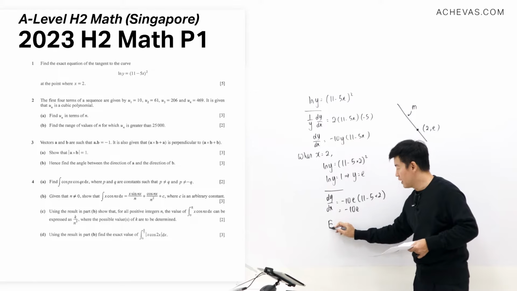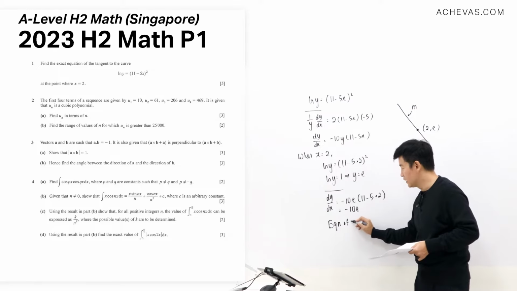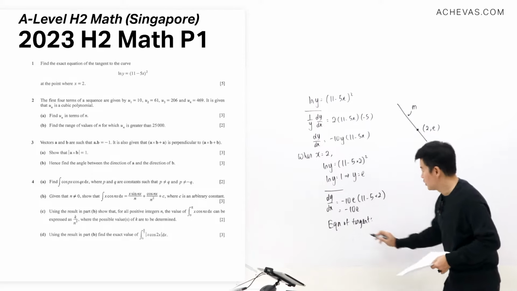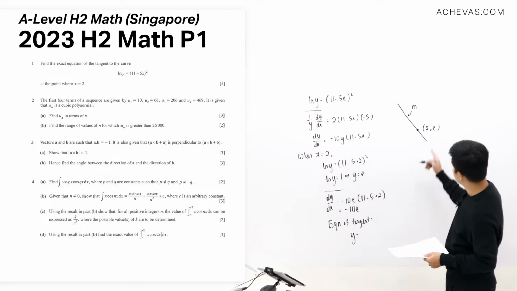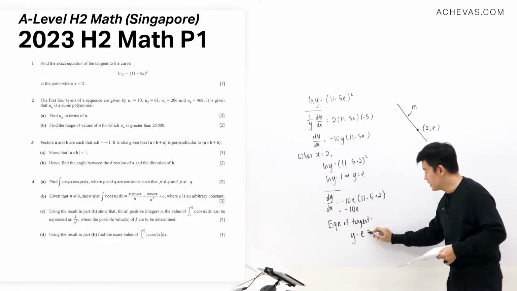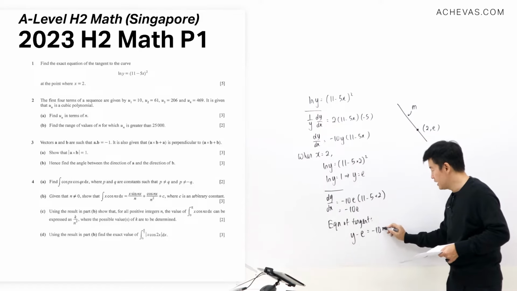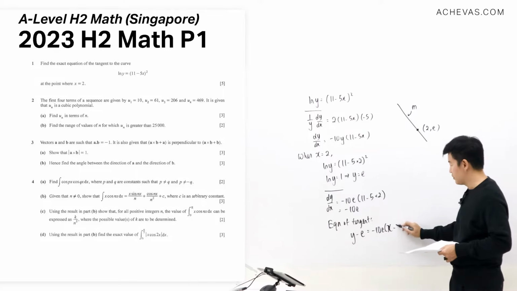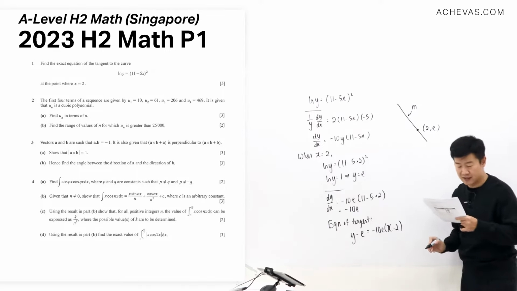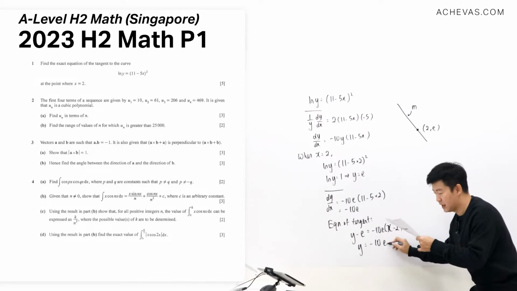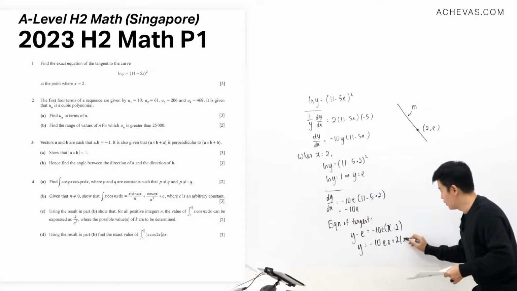So now we can find the equation of the tangent. And this will be y minus the y coordinate of a point that is on the line, which is e, is equal to the gradient, minus 10e, times x minus the x coordinate of the same point that is on this line. So from here, we will get y is equal to negative 10e x plus 21e.